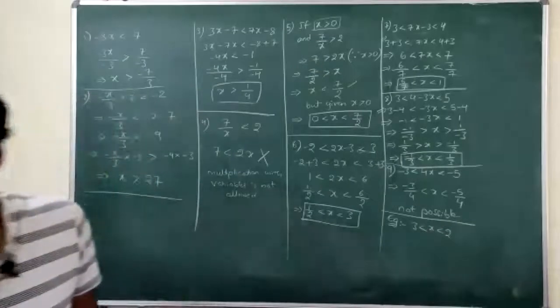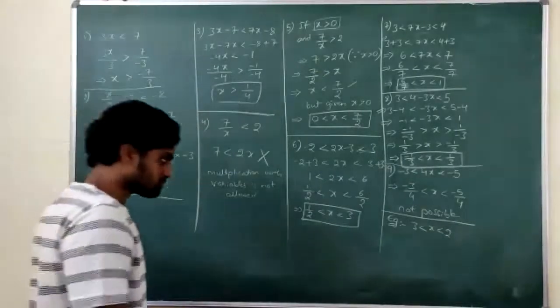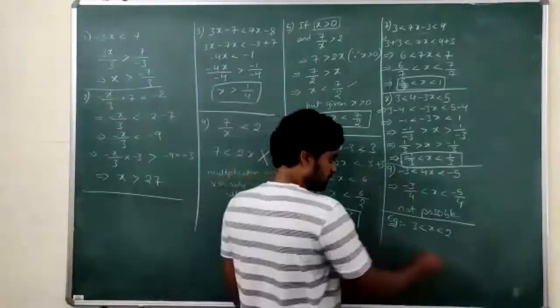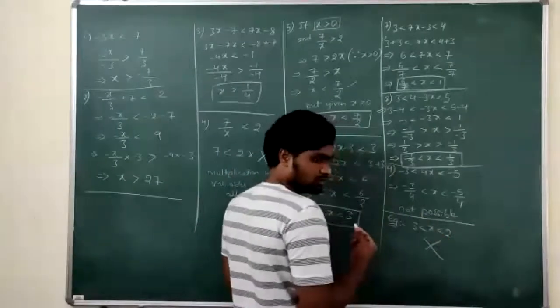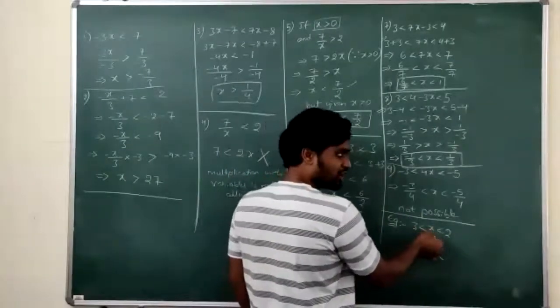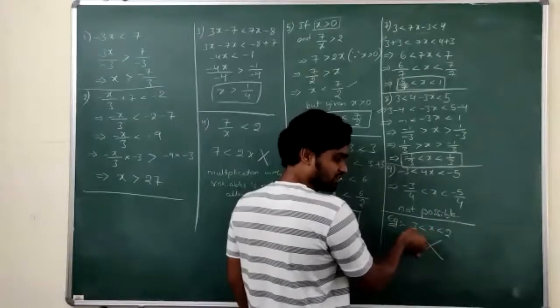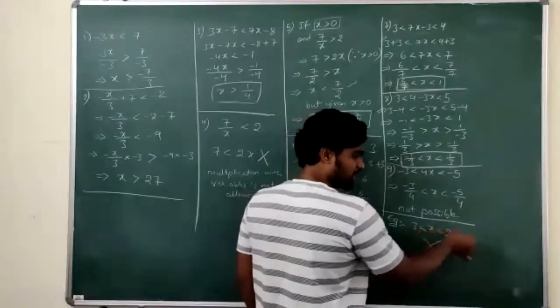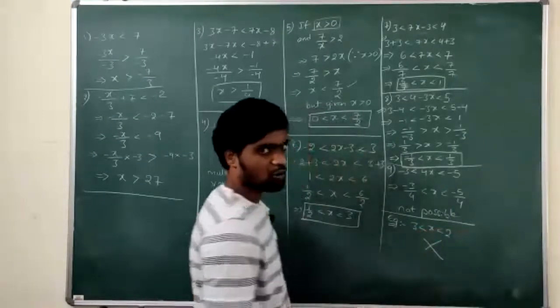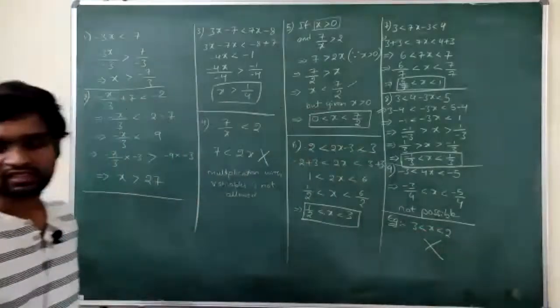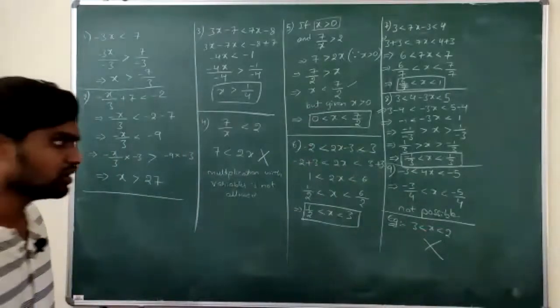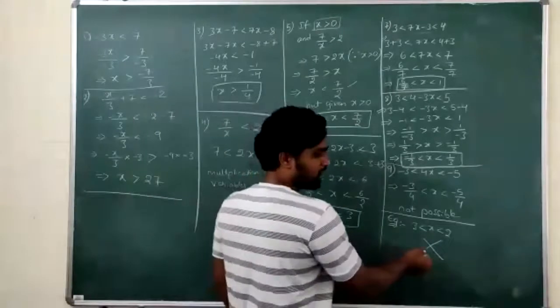3 is less than x less than 2. Is it possible? Not possible, right? Because what does this inequality say? x is greater than 3, but less than 2. Is it possible? No. So, why?